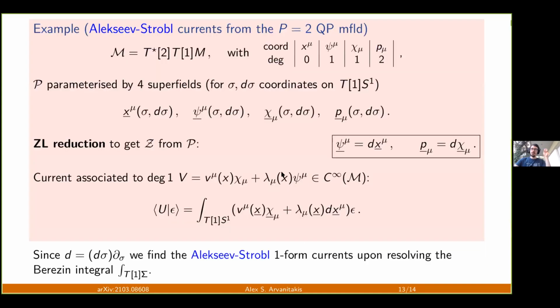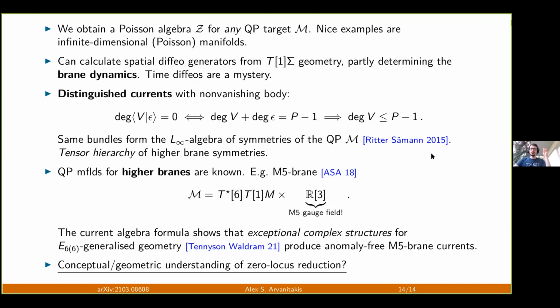And indeed, if you evaluate this for epsilon a 0 form, you will pick out the one form component of the parenthesis because of how superintegrals work. And this will give you exactly the Alexeyev-Strobel one form currents. And, oh, okay, I seem to have sped through this quite a lot. That was really what I had to say.